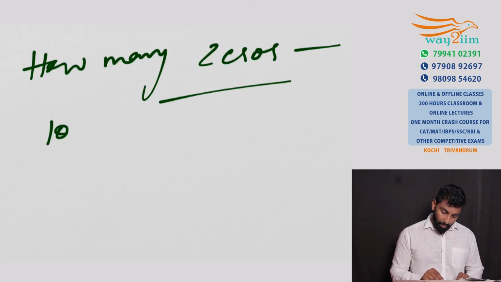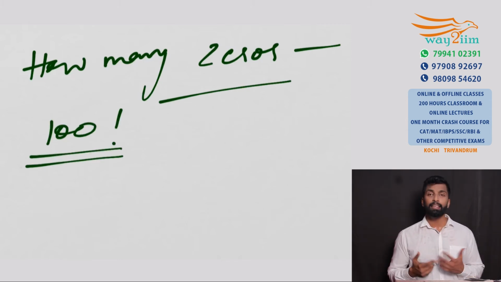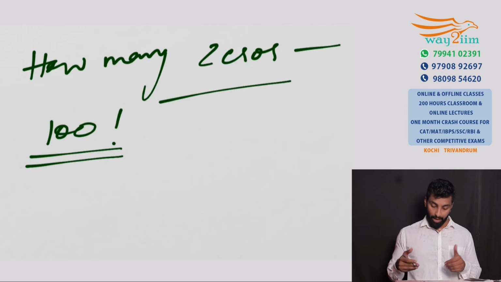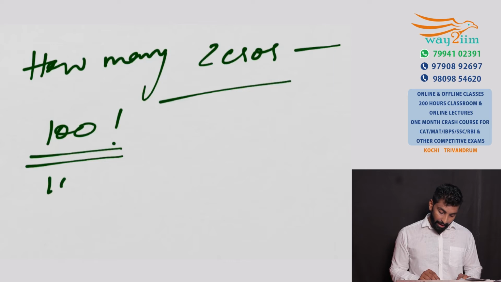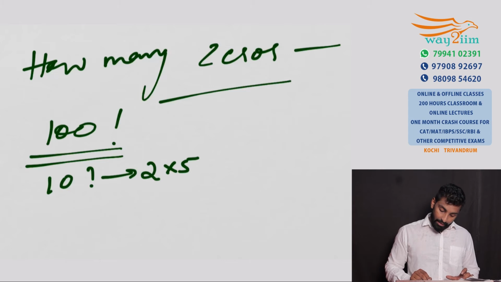If you need to find how many zeros are there in 100 factorial, zeros means basically how many tens are there. Now you already saw the method to find how many tens are there, right? When you have a 10, you will get a 0. So you need to find how many tens are there. How will you find it? You will write 10 as 2 and 5, and then you see how many 5s are there.